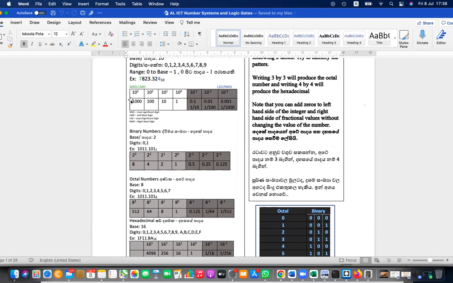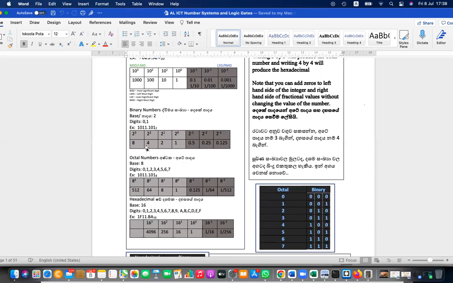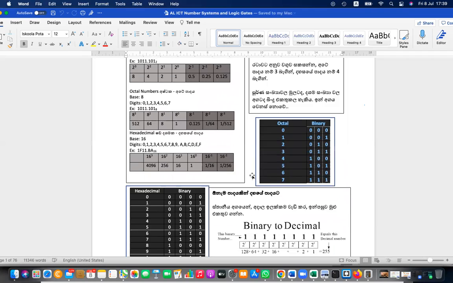Likewise, the other side is dividing by 10. 1000 will become 100, 100 will become 10, 10 divided by 10 is 1, 1 divided by 10 is 0.1. Likewise, from left to right it is dividing by 10, from right to left it's multiplying. Similarly, in binary number system, base is 2, so multiplier is 2. Base is 8, multiplier is 8 for octal. Base is 16, multiplier is 16 for hexadecimal. This is the summary that we have done.